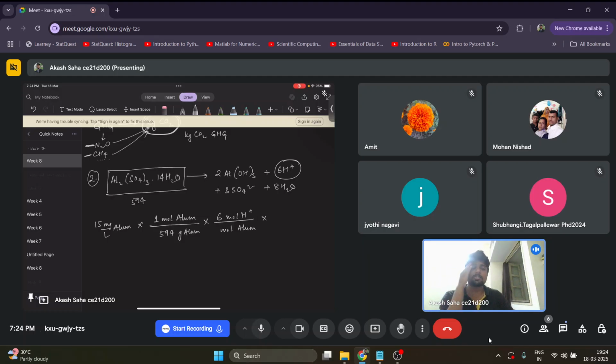And everything we want to convert in terms of CaCO3, right? So it is 50 gram of CaCO3 per equivalent of alkalinity, or per mole of H plus, you can say. So 50 grams of calcium carbonate equivalence will be produced. If you multiply all of this, you will get 7.57 milligram per liter as CaCO3.